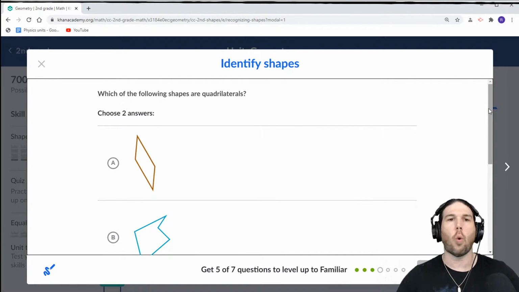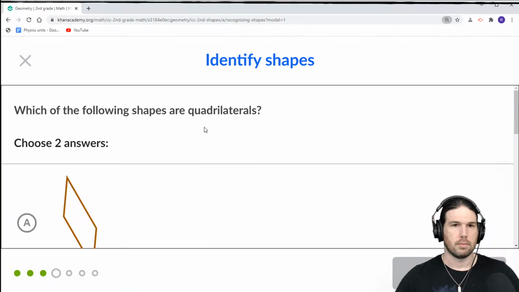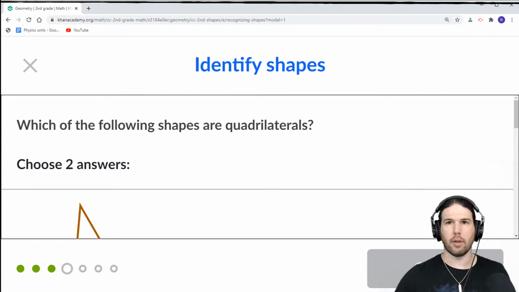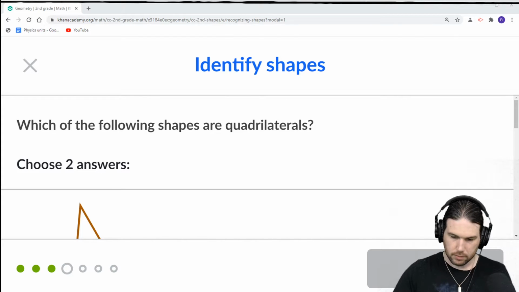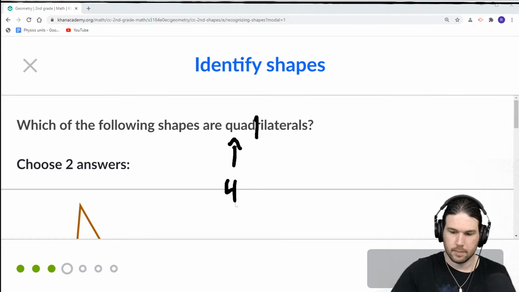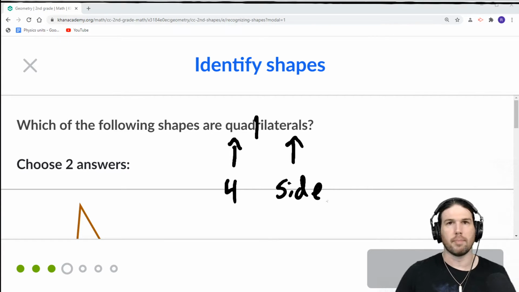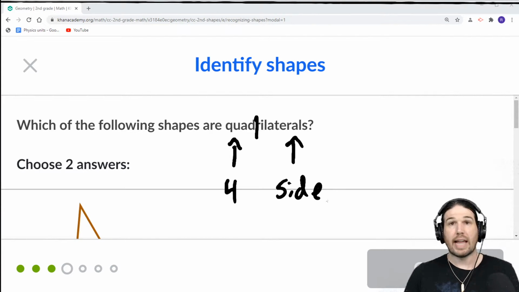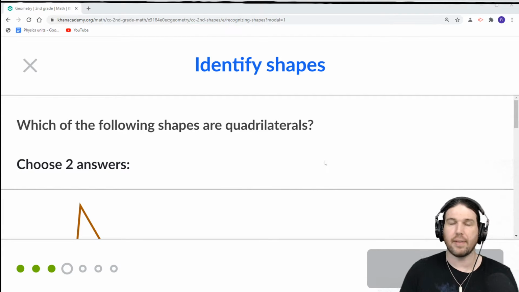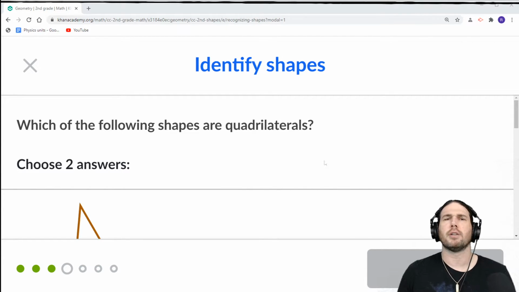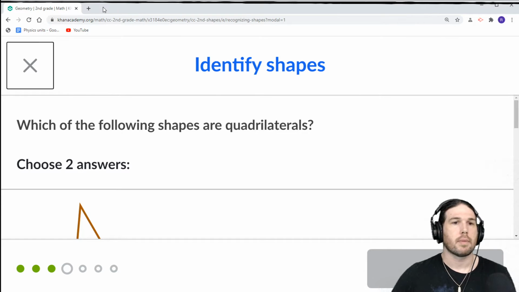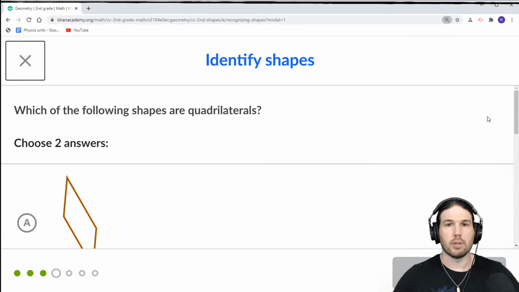Which of the following shapes are quadrilaterals? Quadrilateral is another one of those words that actually makes sense when you think about it. Quad means four. Lateral means side or flat or whatever. Like lateral movement means moving from side to side. So quadrilateral just means four sides. So anything that has four sides, four straight sides, admittedly. Anything that has four straight sides is a quadrilateral.